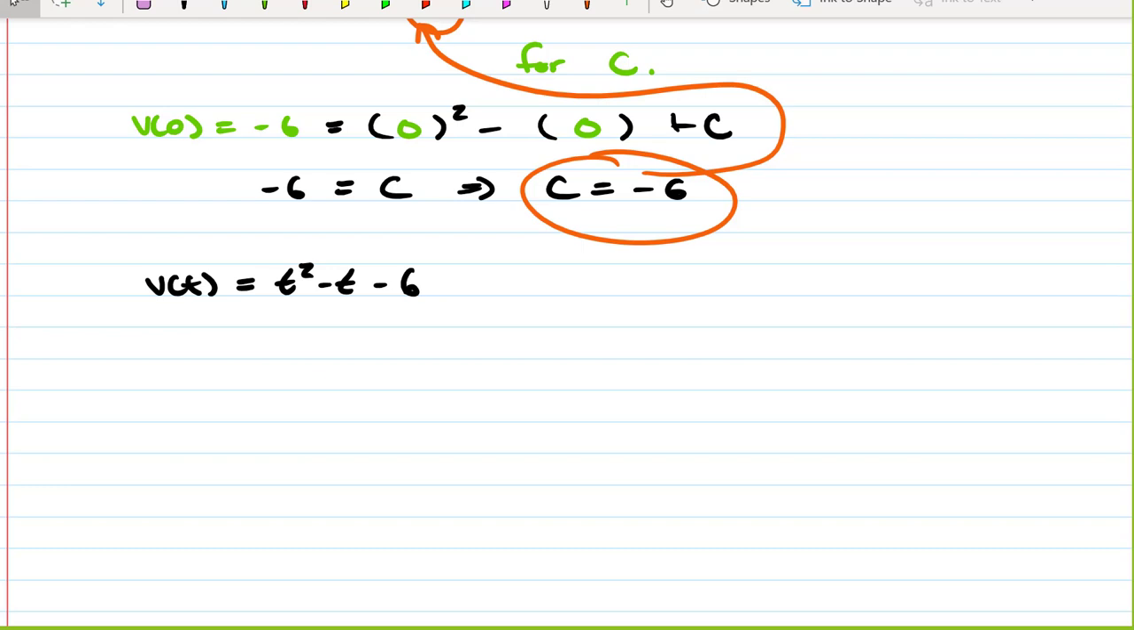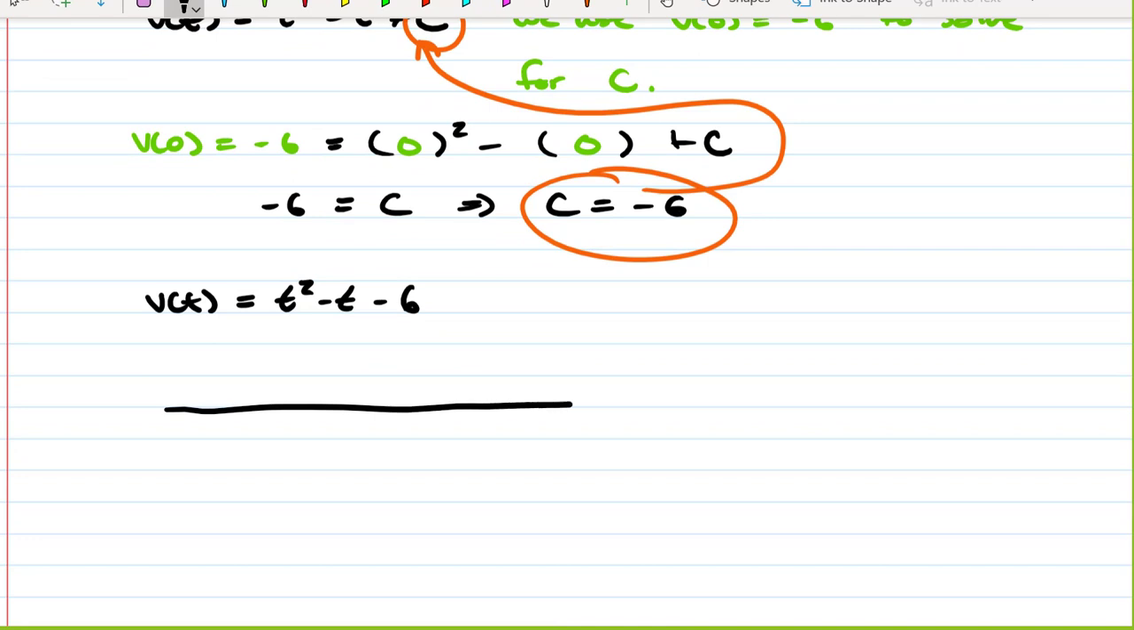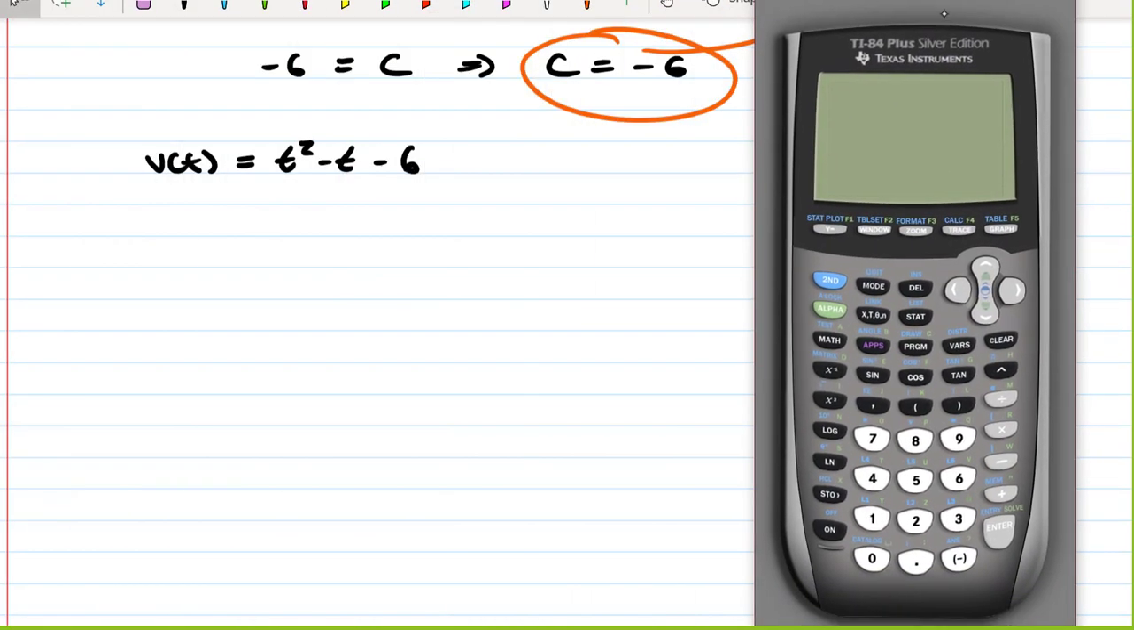So at first we might be wondering, well, what's the difference between B and C? Let's draw a number line to help us visualize what's happening. So we're doing rectilinear motion, and we have our velocity as a function of time. If I were to graph my velocity function, let's see what we get. I put in x squared minus x minus 6, and I'm going to go zoom 6 for standard. Brings me back to this, and we're really only concerned about 0 to 5, so let's change our window and make our x min 0 and our x max 5.